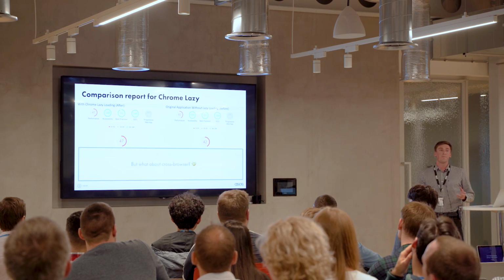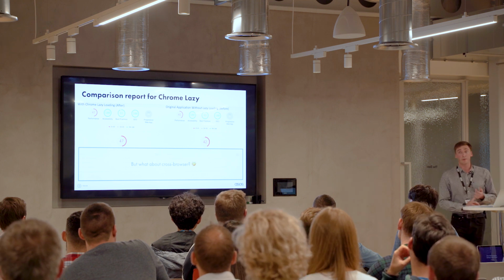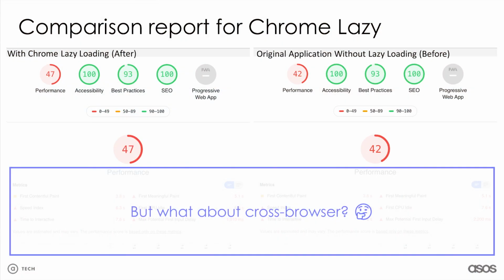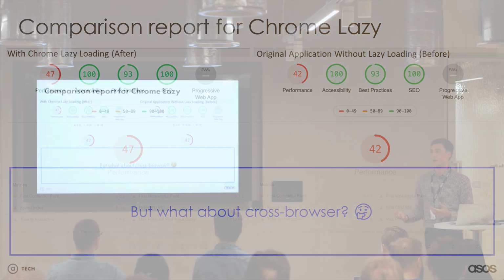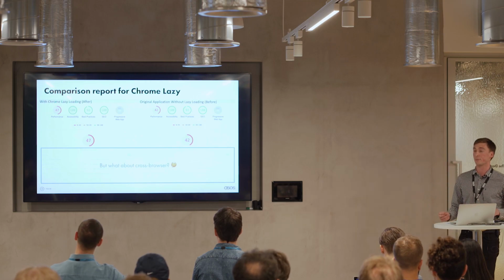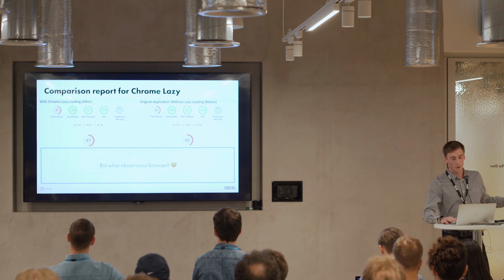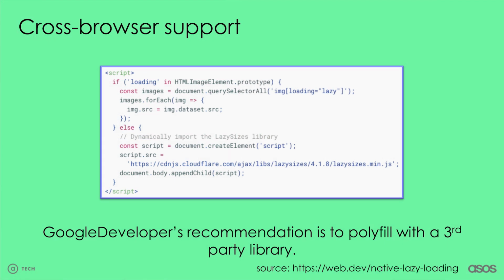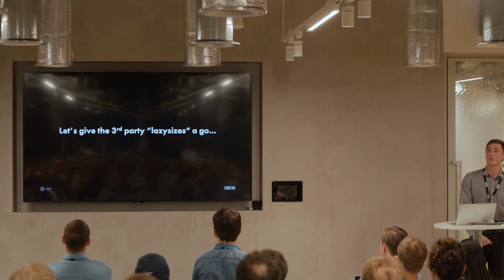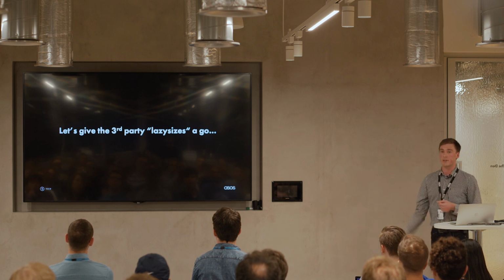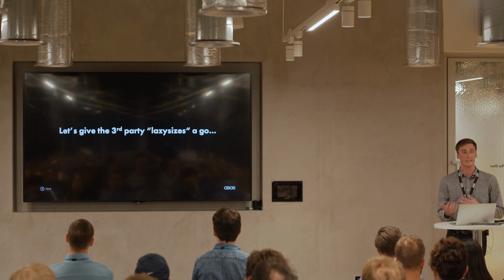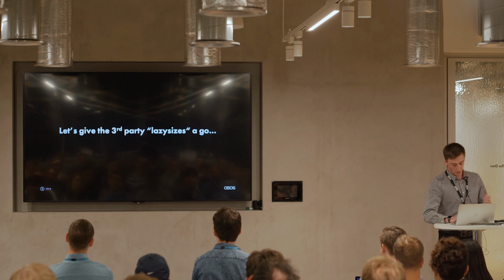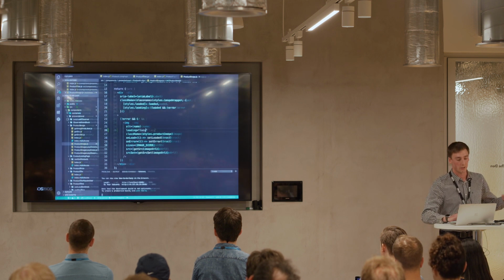But this is just for Chrome. At ASOS, we are a mobile-first, multi-platform company, so it's just not good enough to only be doing this for Chrome. We want a consistent cross-browser experience for all our customers. Now, the Google team recommend that you feature detect for this attribute, and then polyfill if it's not there, i.e. you're not on Chrome. Their recommendation is to use a third-party library called lazysizes, and this will just handle the lazy loading of images for you. So let's have a look at how that works in our application.